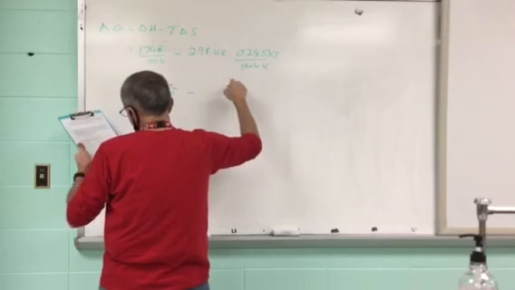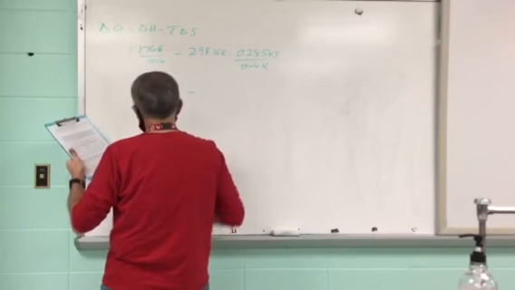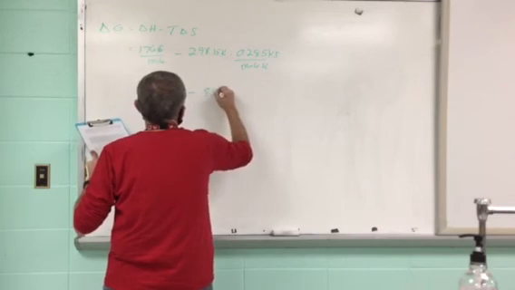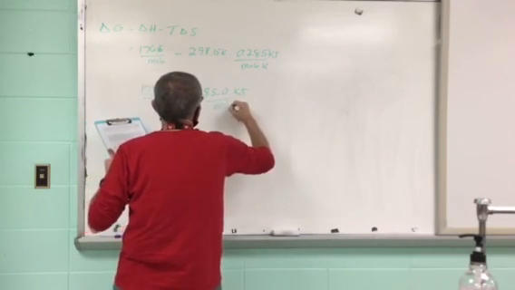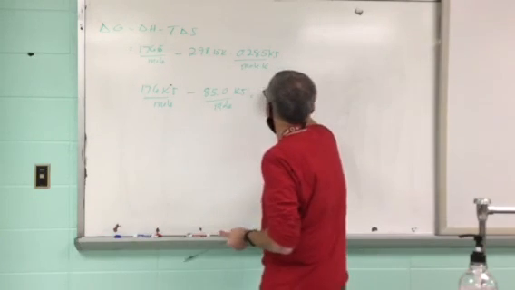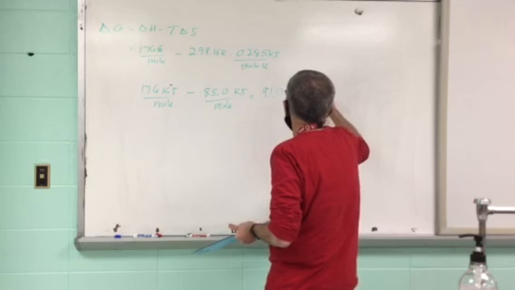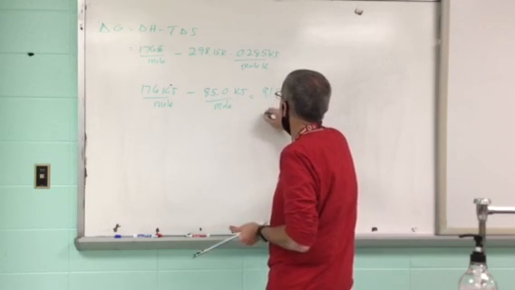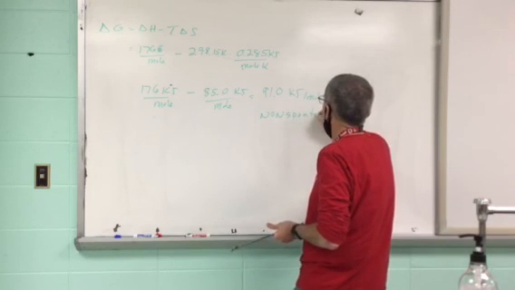So do the math there, and you get 85.0 kilojoules per mole. Do the math again, you get 91.0 kilojoules per mole. Since this value is positive, it makes the reaction non-spontaneous.